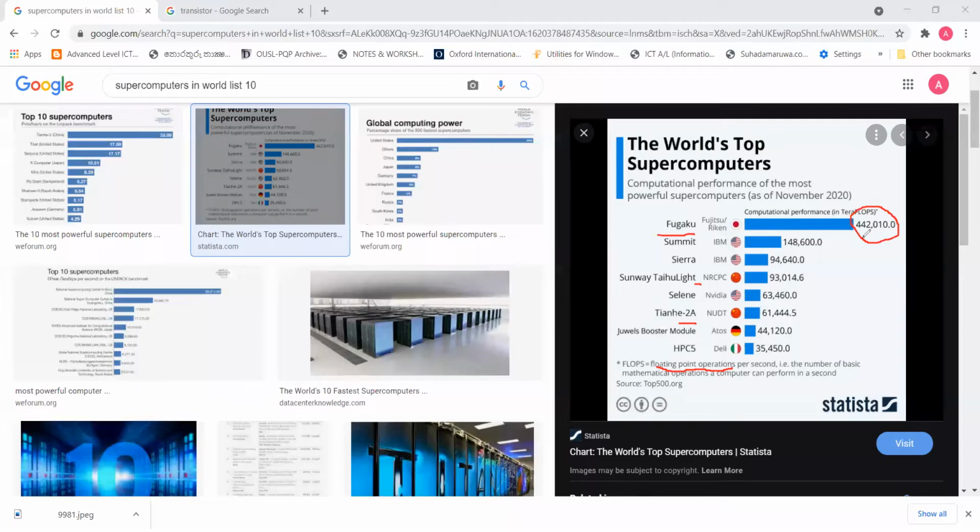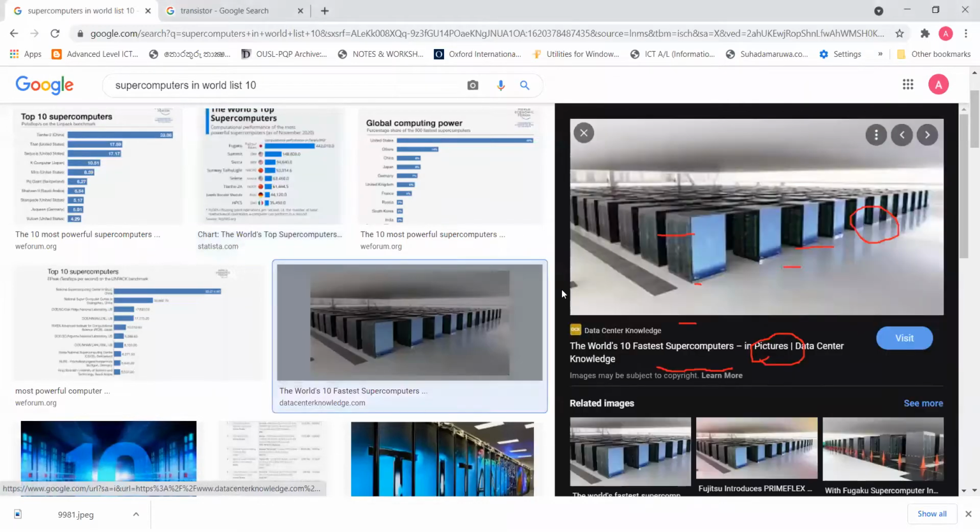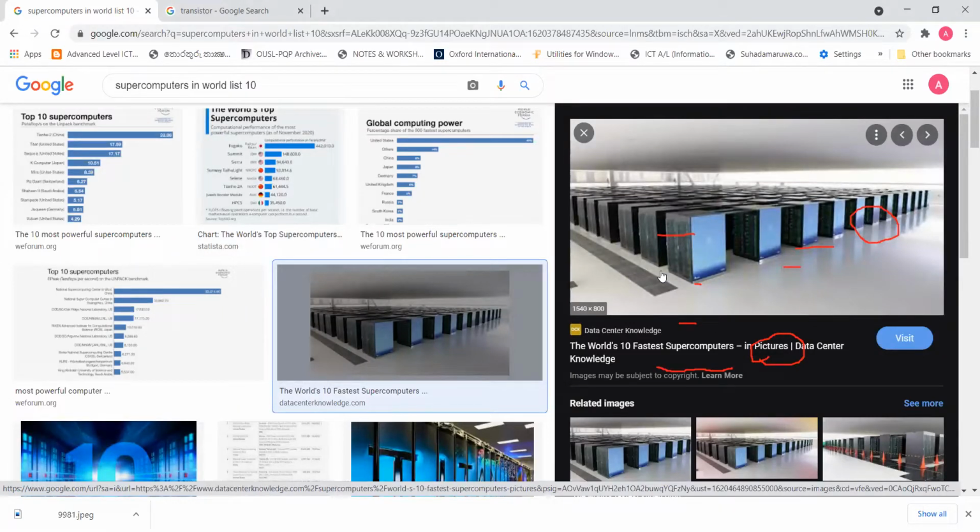So that's a supercomputer, right? Even for the other computers they have given, the last one has about 35,000 per second, the calculations it can do in one second. So you can imagine how fast it is. Now in this picture you can see the supercomputers. Now it contains so many parts, right?